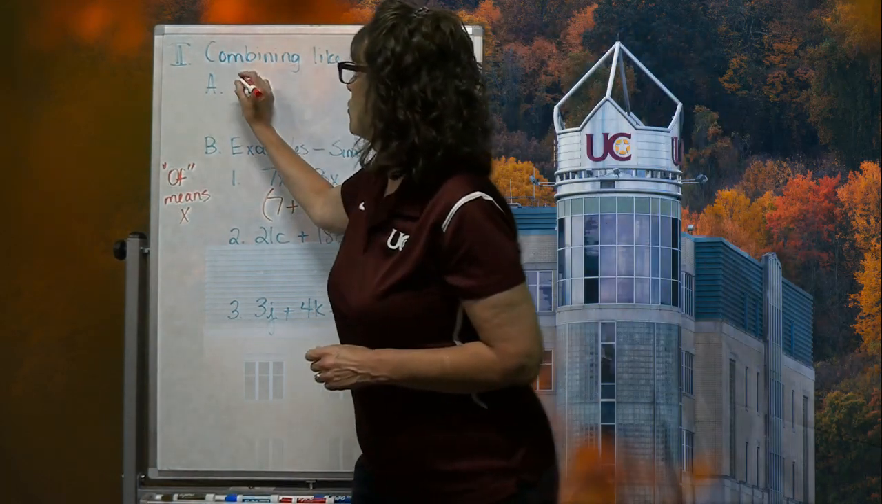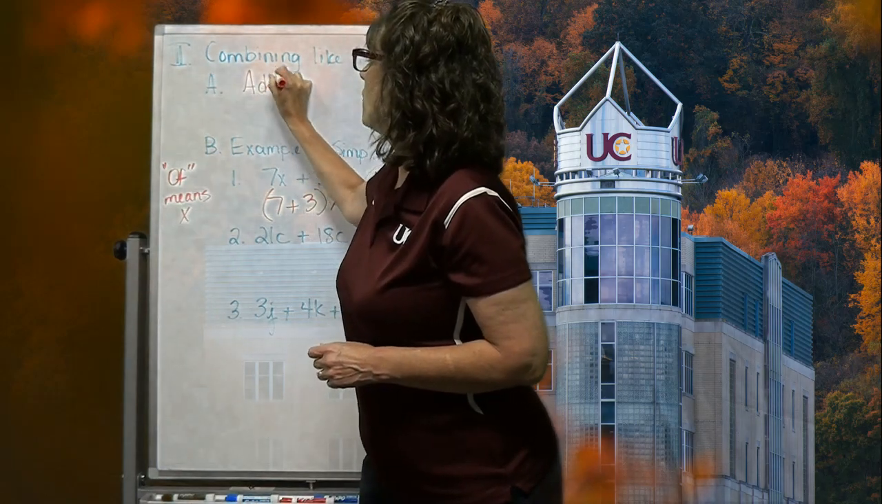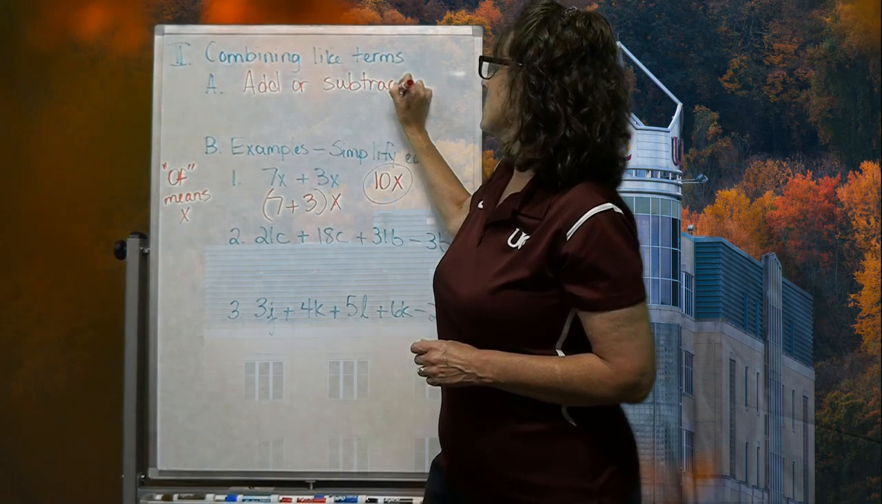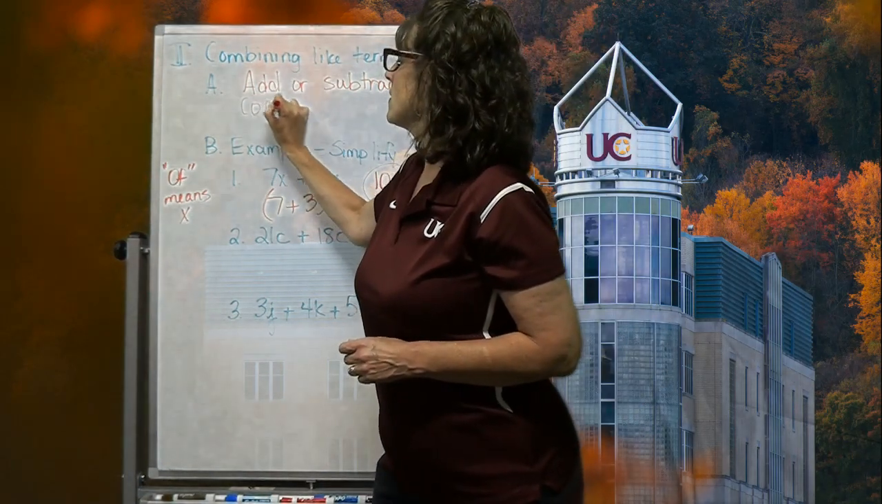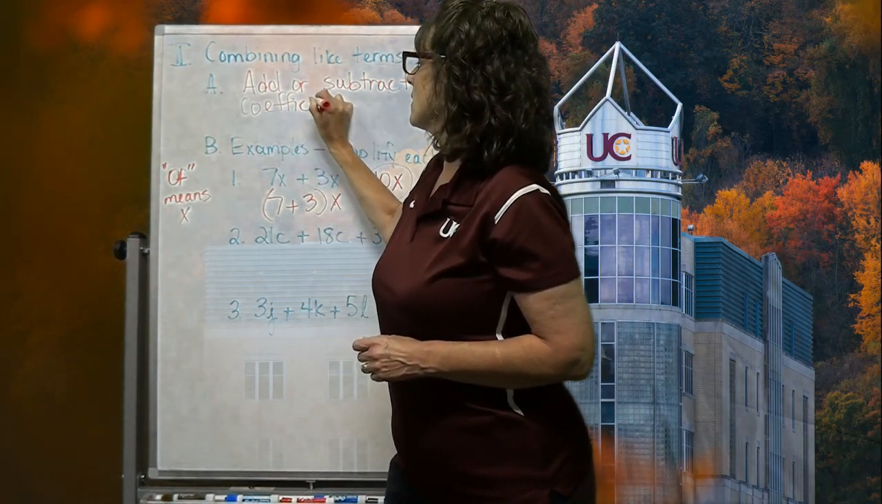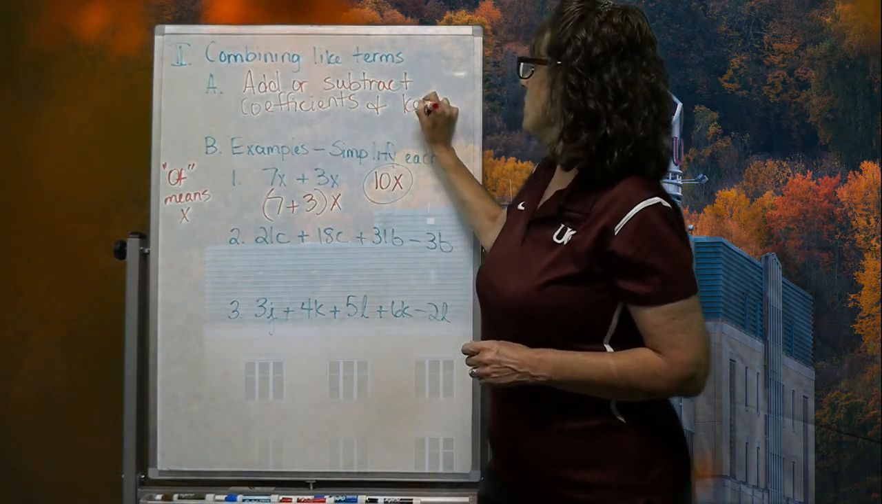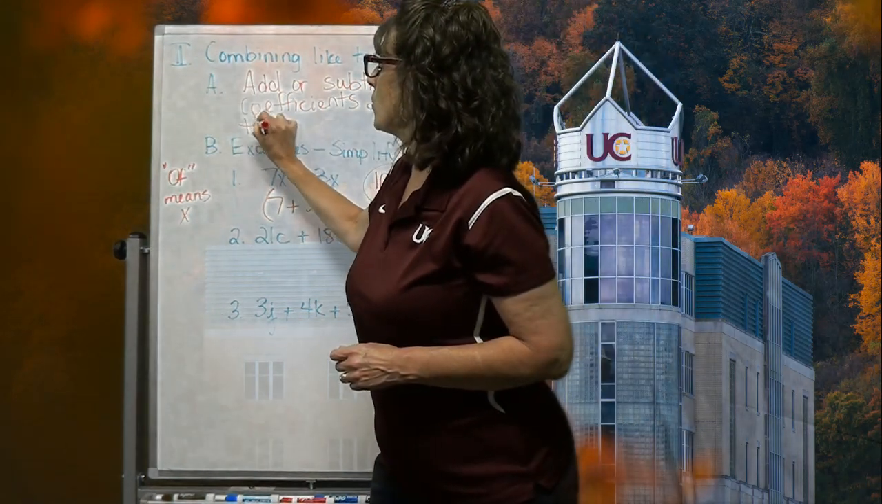What you do is you add or subtract those coefficients. Add or subtract the coefficients and keep the variables, because that is what's making them alike.